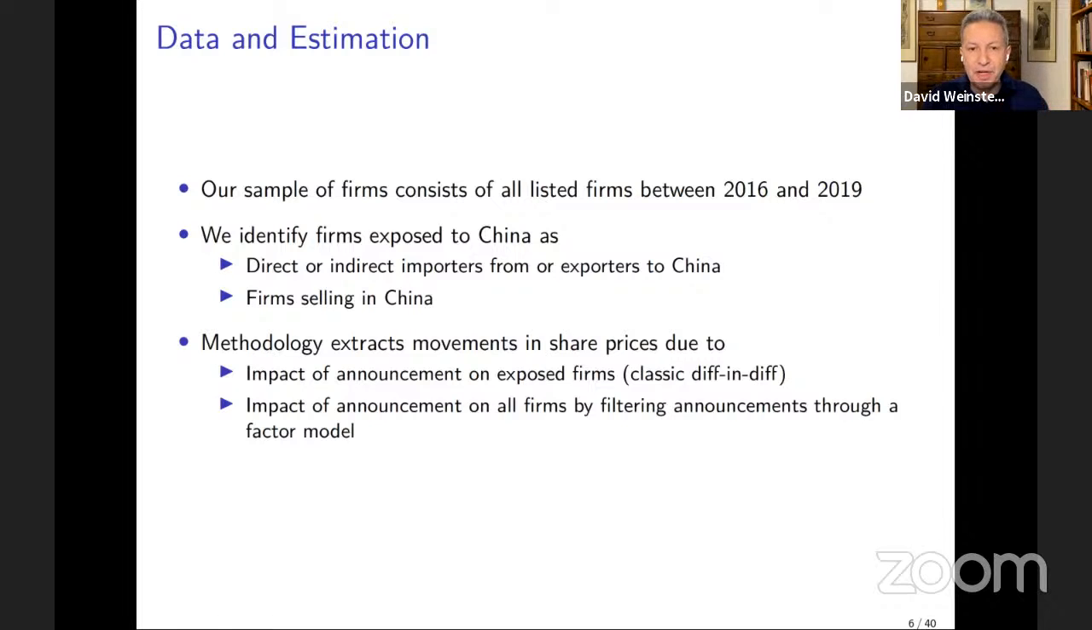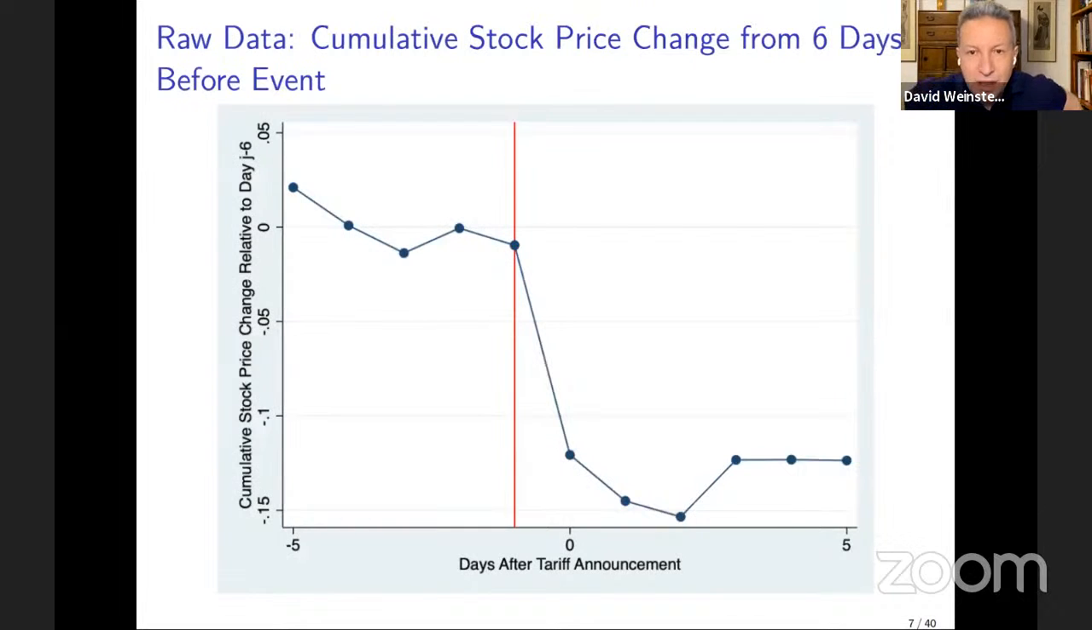And then our methodology is going to extract movements in share prices that's due to either the impact of an announcement on exposed firms, so that's going to be like a classical diff-in-diff event study, as well as the impact of an announcement on all firms. And we do that by filtering the announcements through a factor model, but I don't have time to talk about that right now. So then you can say, okay, so what happened to stock prices?